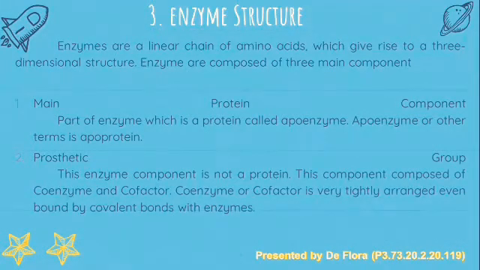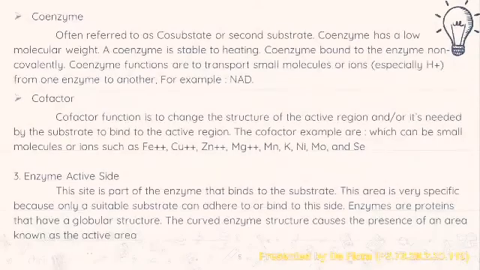Coenzyme and cofactor are very tightly bound, even by covalent bond, to the enzyme. Coenzyme is often referred to as a second substrate. Coenzyme has low molecular weight. A coenzyme is stable to heating. Coenzyme is bound to the enzyme non-covalently. Coenzyme functions are to transport small molecules or ions, especially hydrogen, from one enzyme to another, for example NAD.